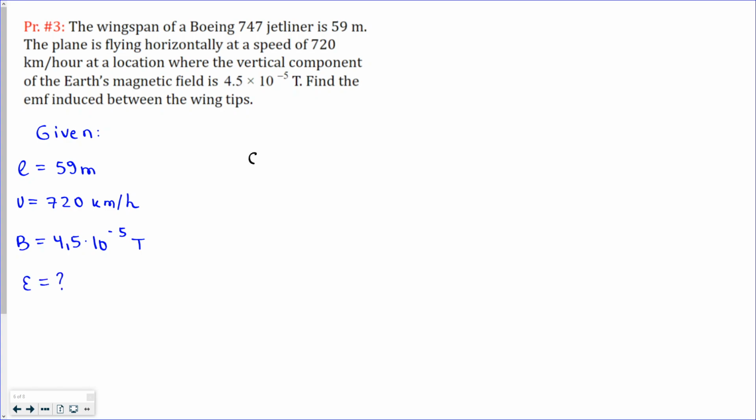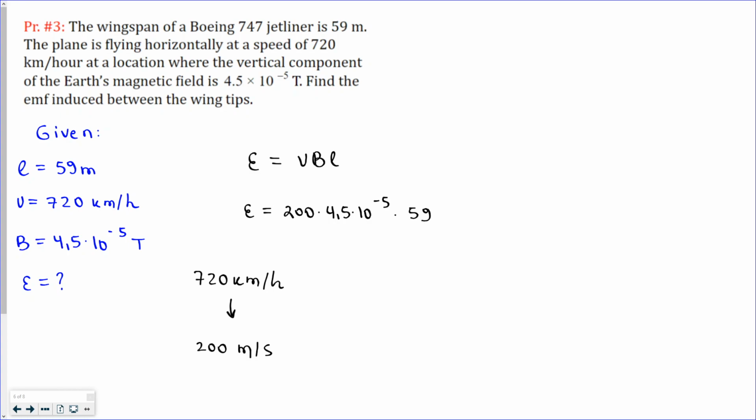Again, this is also simple. This is the equation for the induced EMF, and we don't need to write the minus sign. So EMF is equal to velocity. Here, velocity is 720 kilometers per hour, and we need to convert it to meters per second. And this is 200 meters per second. So this is 200, B is 4.5 times 10 to the minus 5, and multiplying by the 59 meters.